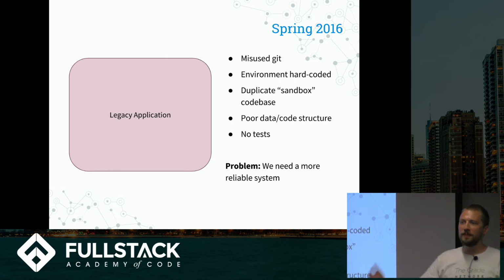There was a whole duplicate code base in the main repository called Sandbox that I figured they must be doing their dev work in. They try it out in Sandbox and then copy and paste the files over to the main production application. And the last 2 are almost secondary. Of course they had poor data and code structure. Of course they had no tests. Why would they? They've been copying and pasting stuff with 1 commit the whole year.